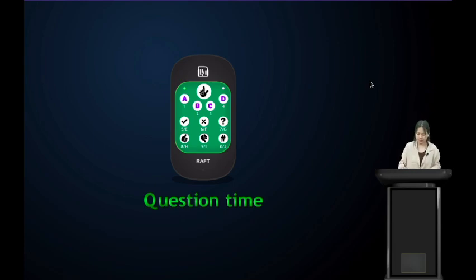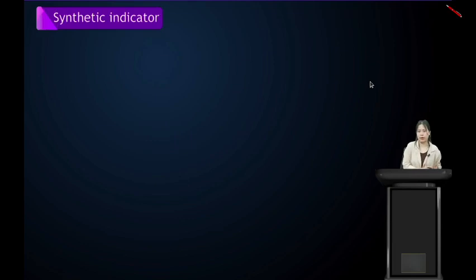Very good students. Now, so far we have discussed natural indicators: the lichens, the litmus, then we have the China rose, we have the turmeric, and the last one we discussed was red cabbage. Now let us see synthetic indicators.